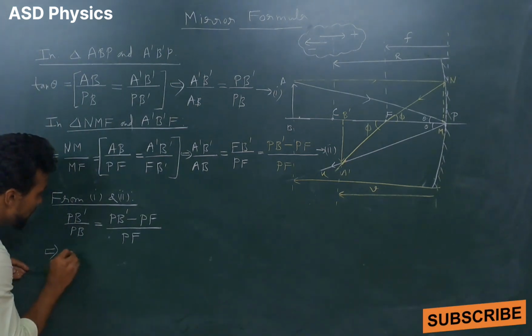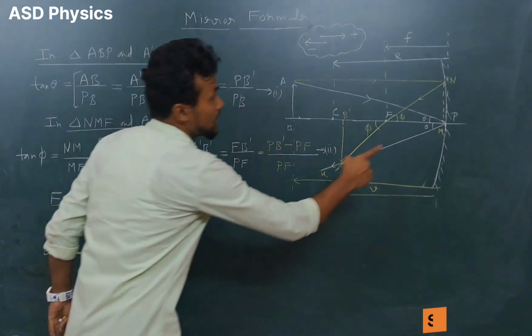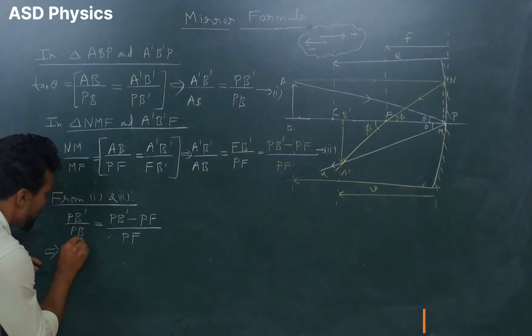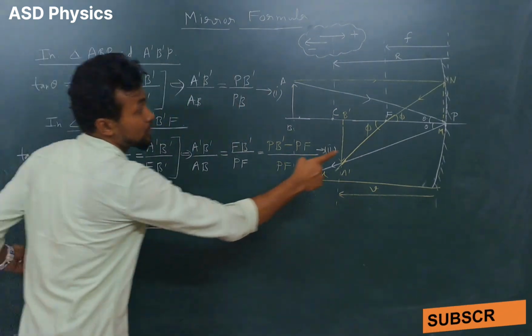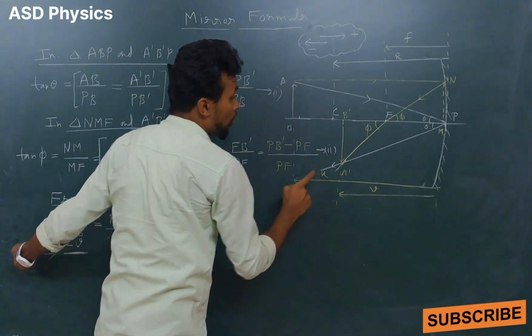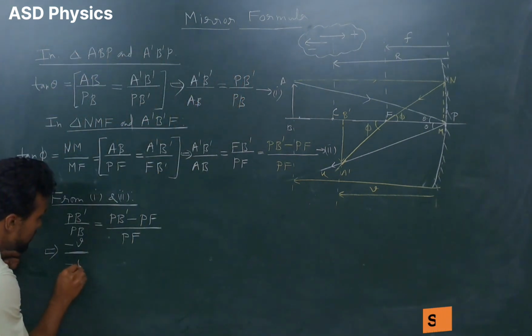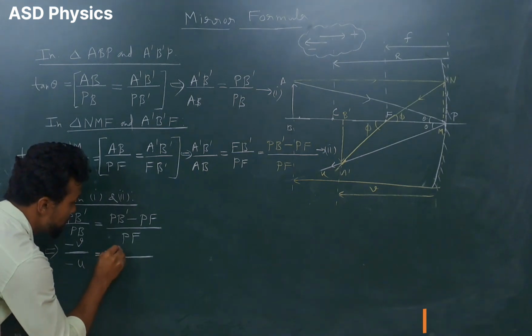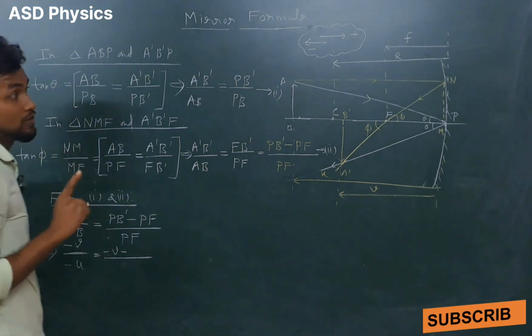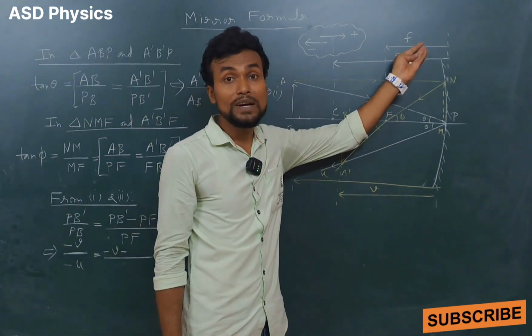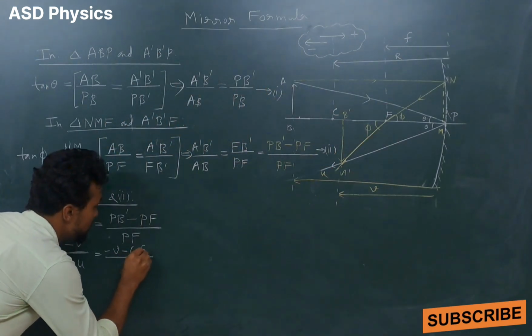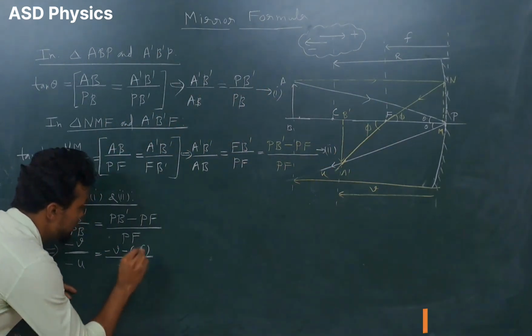See here please, here PB dash. What is PB dash? P to B dash. Which distance? V. So we'll write here minus V. Similarly PB, P to B, this is the object distance. So minus U. Minus U is equal to again PB dash, minus V, by PF. PF is what? Focal length. Plus or minus? Concave mirror. Minus. So this is minus by again PF, minus F.